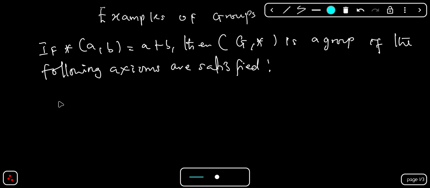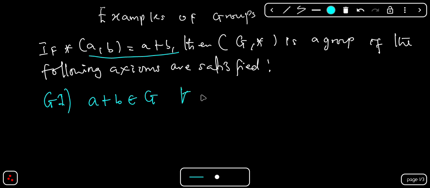Now, the first property that must be satisfied is the closure property. So for this algebraic structure to be a group, a plus b must be in G. If a plus b is present in G, then the closure property holds, for all a, b in G.